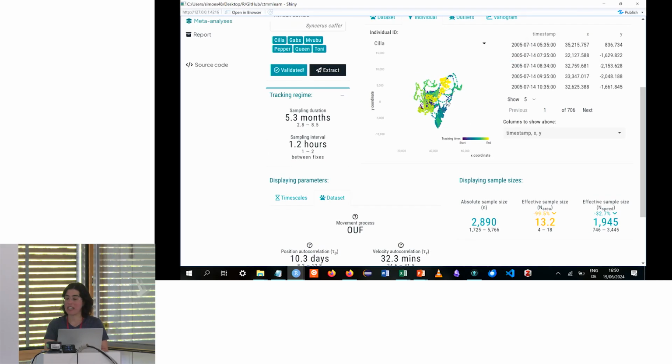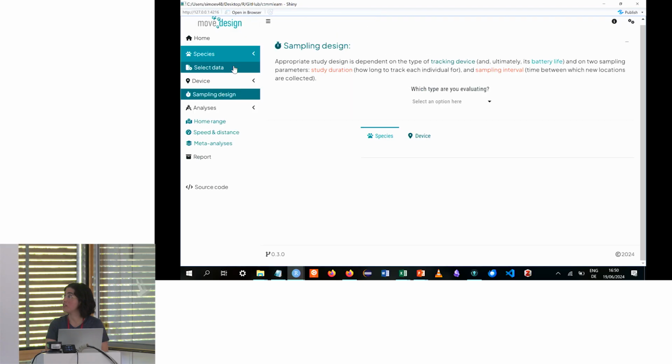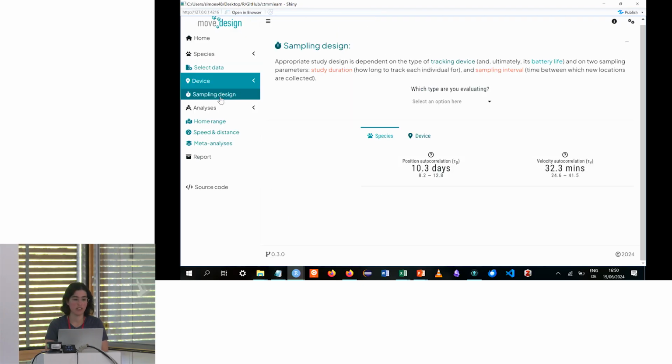Okay, so now that we have the extracted parameters, it also already tells you the effective sample size of this data. Obviously, we don't have the information on the sampling design that we want to check. And that will be the next tab, the sampling design tab.